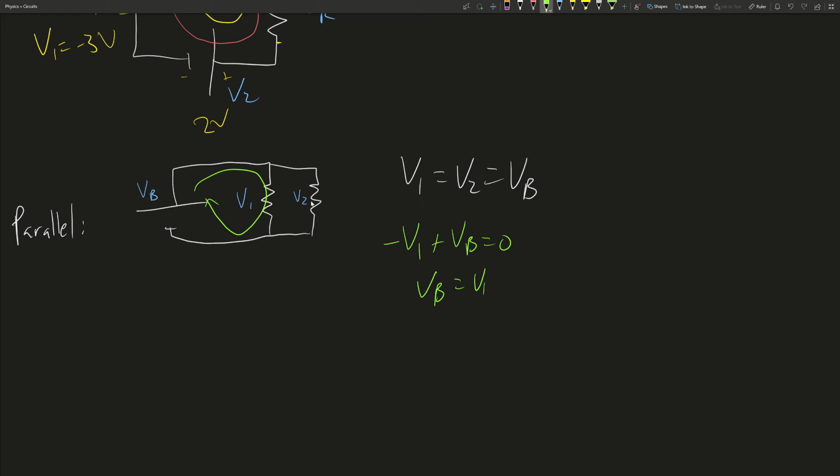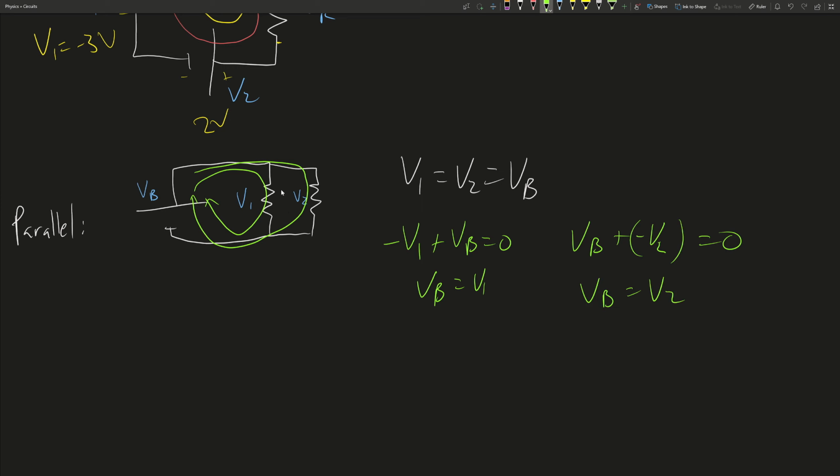V2 here, if we define it as the drop across the resistor, we get that, because we can draw another loop that looks like this, with just VB and V2. We get that VB plus negative V2, because V2 is a drop, is equal to 0. So we get VB is equal to V2.